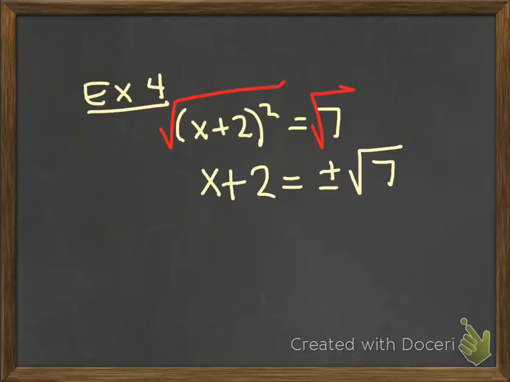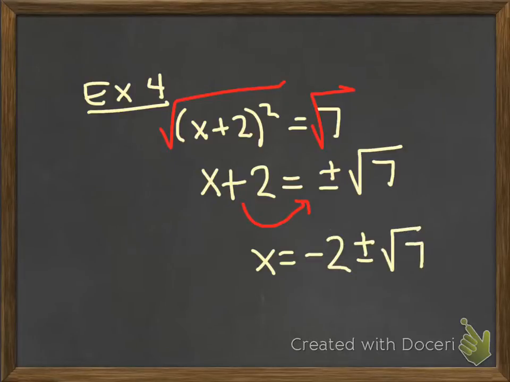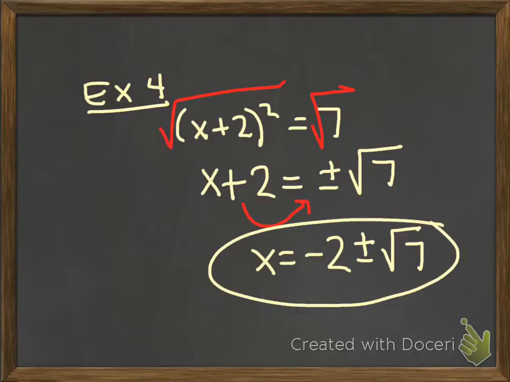I take the 2, bring it to the other side. It becomes negative. Put it in front of the plus minus. So you have x equals negative 2 plus or minus the square root of 7. And we're going to leave it like that because you can't take the square root of 7. So the two answers are negative 2 plus radical 7 and negative 2 minus radical 7.